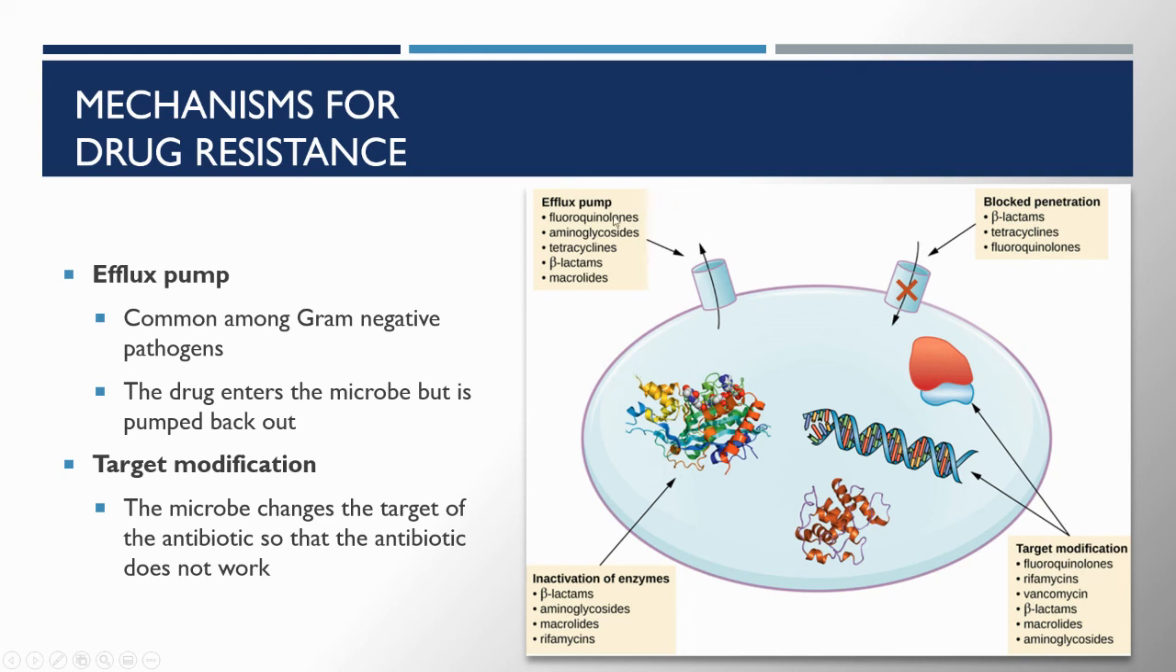Efflux pumping is common again among gram-negatives. They actively pump the antibiotic out. If you have the ability to do that, you make a surface protein that is a pump, a channel protein that's specific to the shape of these antibiotics, and you can get rid of it. Target modification: you change the target so the antibiotic doesn't work. So you have some slight change to your ribosome or your DNA polymerase or your RNA polymerase, and so the target is no longer the shape that the antibiotic is designed to act on.